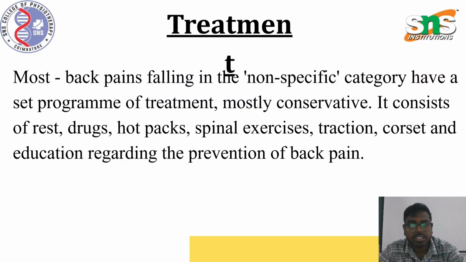Now, treatment. If a person is affected by low back pain, we first move on to conservative treatment. Along with rest, the person is prescribed drugs, hot packs, spinal exercises, traction, and a corset. A corset is a brace or splint used to maintain the low back in a straight aligned posture, and education regarding the prevention of back pain.